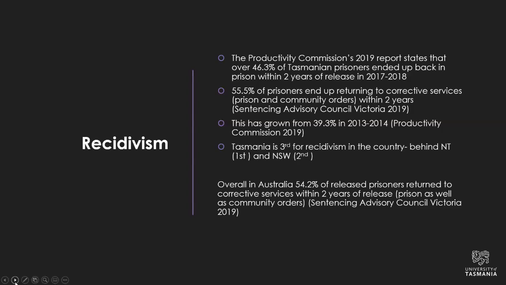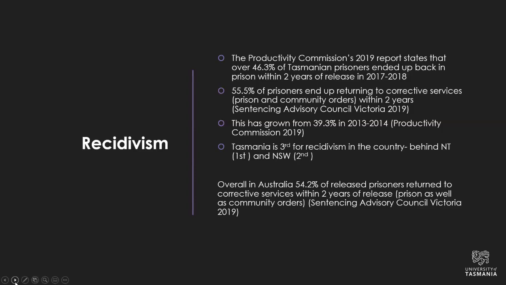55.5% of prisoners end up returning to corrective services. That's not necessarily prison, but also a community order within 2 years. That's taken from the Sentencing Advisory Council in Victoria, and that's a 2019 number as well. So not just prisons, but also other ways in which people are touching the criminal justice system is much higher than obviously just the ones who go back to prison.